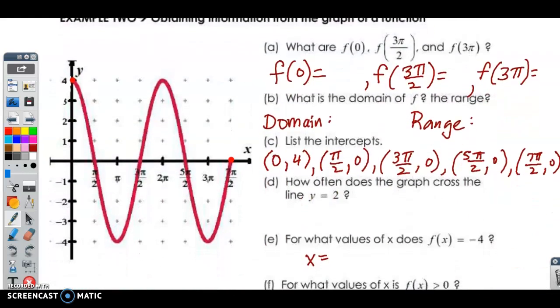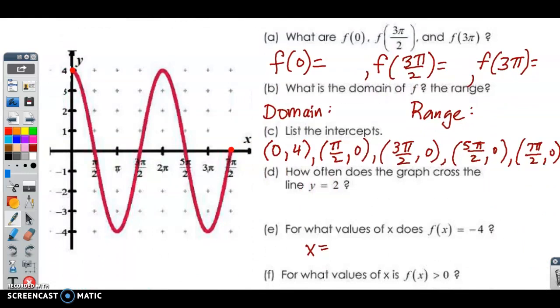So let's look at this example. This is more like what you're going to be doing in your practice in your classwork next class. So f of 0, we're just going to read the graph. Well, when I plug in 0 for x, what do I get for y? 4. When I plug in 3 pi over 2, what do I get for y? 0. I'm going to change the color here. So, f of 3 pi over 2 is 0 for y. Okay. And 3 pi, when I plug in 3 pi for our value for x, that's our value for y on our graph, looks like negative 4.